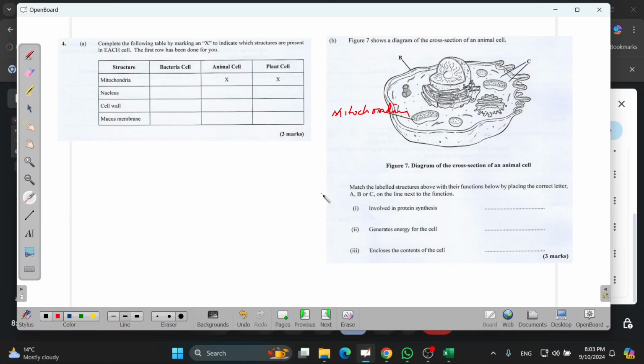So what happens in the mitochondria? Didn't we say that there is where we get energy from food, through respiration? So here it is, look. Generates energy for the cell. So that will be, what letter is that again? A. Right? So this one is for this. Generates energy for the cell, and the process is called respiration. Respiration.